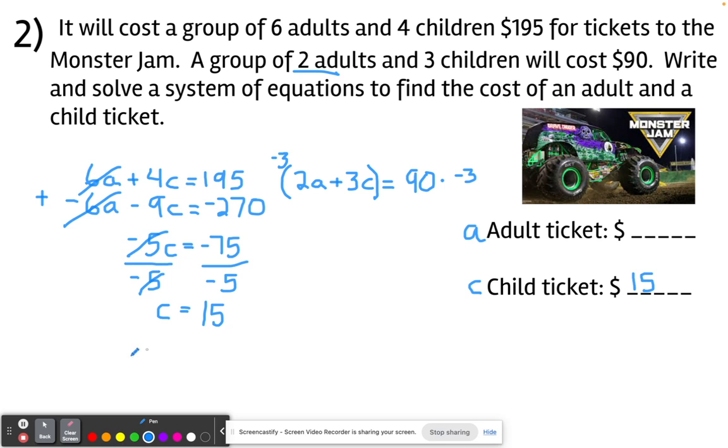Let's use this one. 6 adult tickets plus 4 child tickets, and each child ticket is $15, equals $195. I should have given myself a little more room. 4 times 15 is 60. 6 adult tickets plus 60 will equal $195.